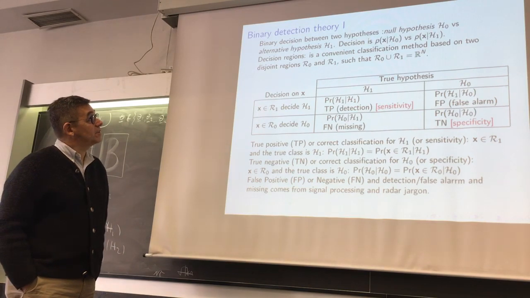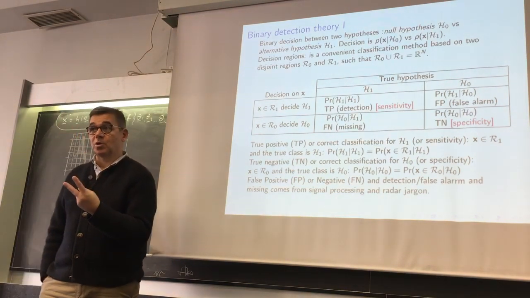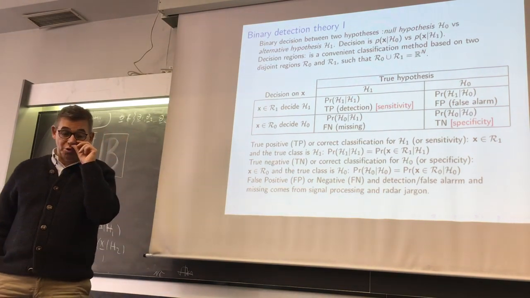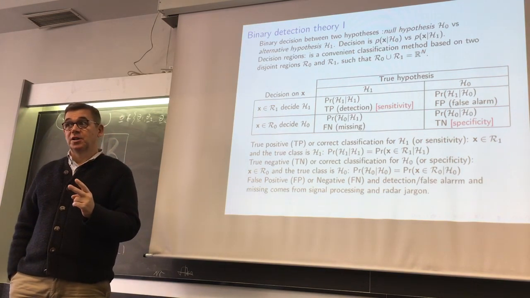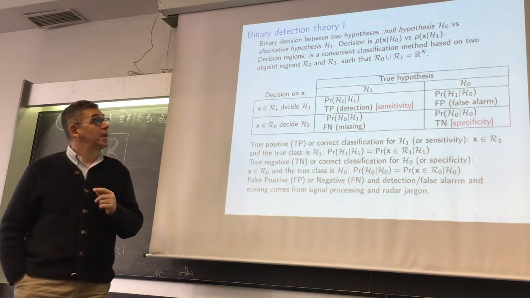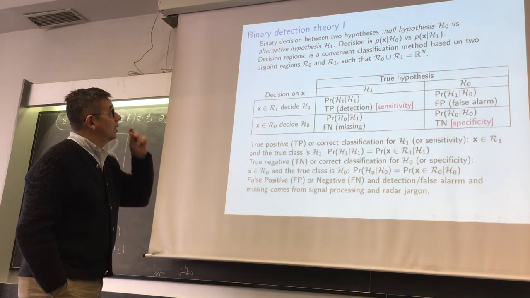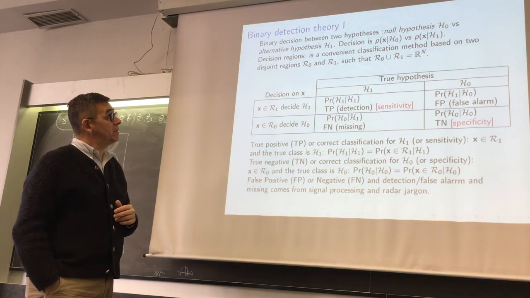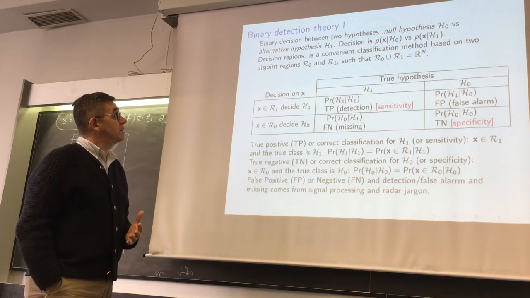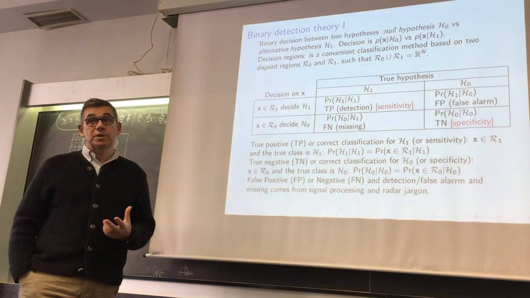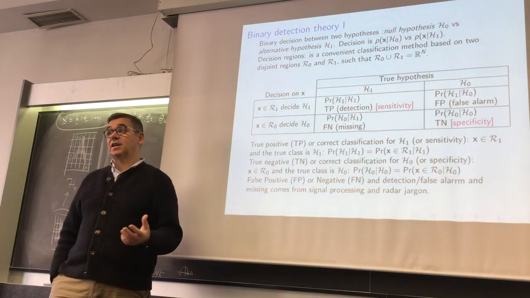Now, let's look at the binary detection theory. Binary detection theory means that I have two possible classes, or two possible hypotheses, that are alternative to one another. So I have one or the other. I need to decide with respect to H0 or H1. H0 is called the null hypothesis, and H1 is called the alternative hypothesis.